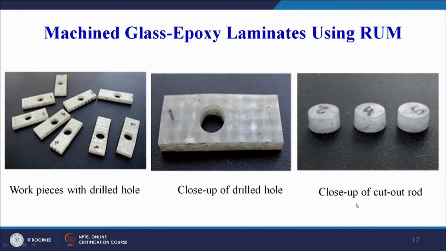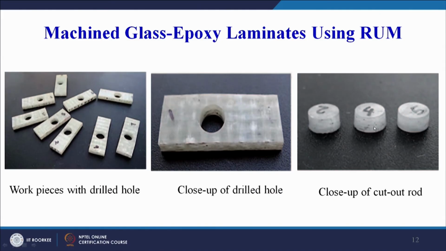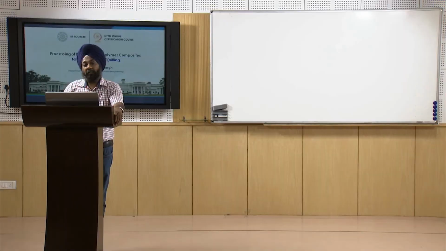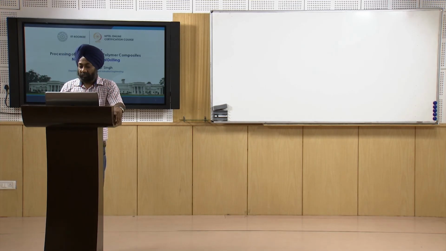And this is a close up of the cutout rod. So if you use a hollow tool, it will only cut the workpiece material that is coming below the hollow tool, and the central portion will be removed as the cutout rod, which is shown here. So this glass fiber reinforced epoxy laminate has been drilled using a hollow tool, and therefore we are getting a close up of the cutout rod.